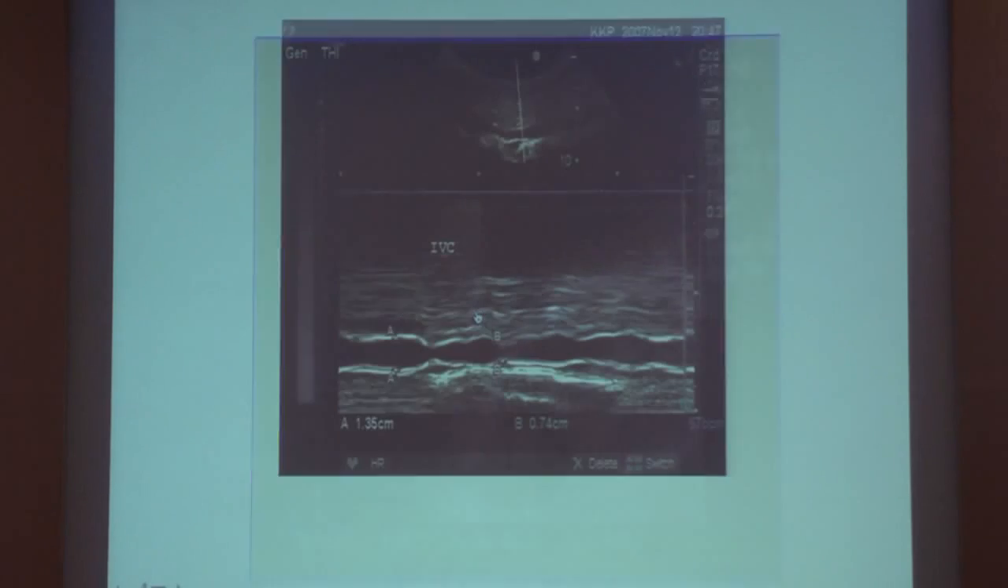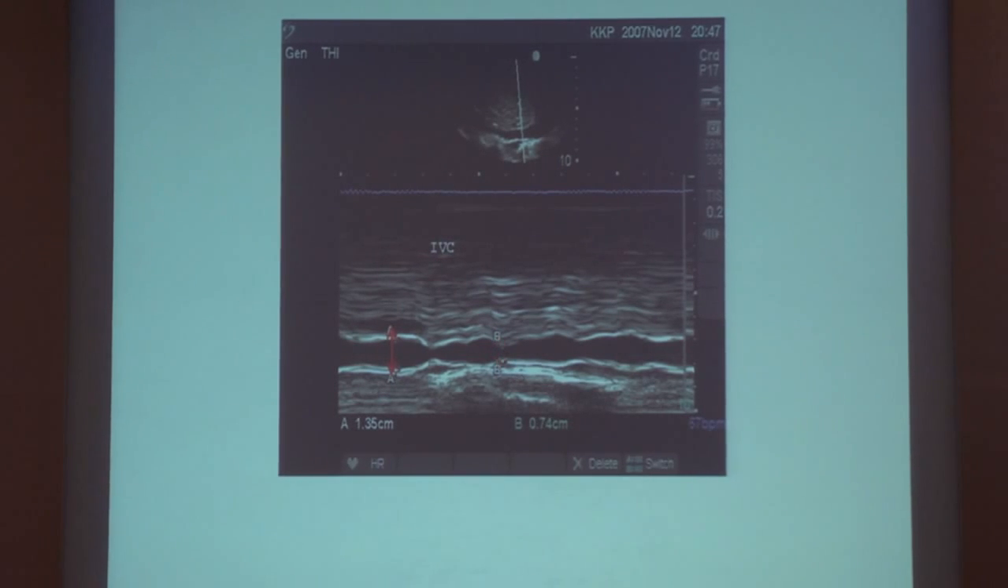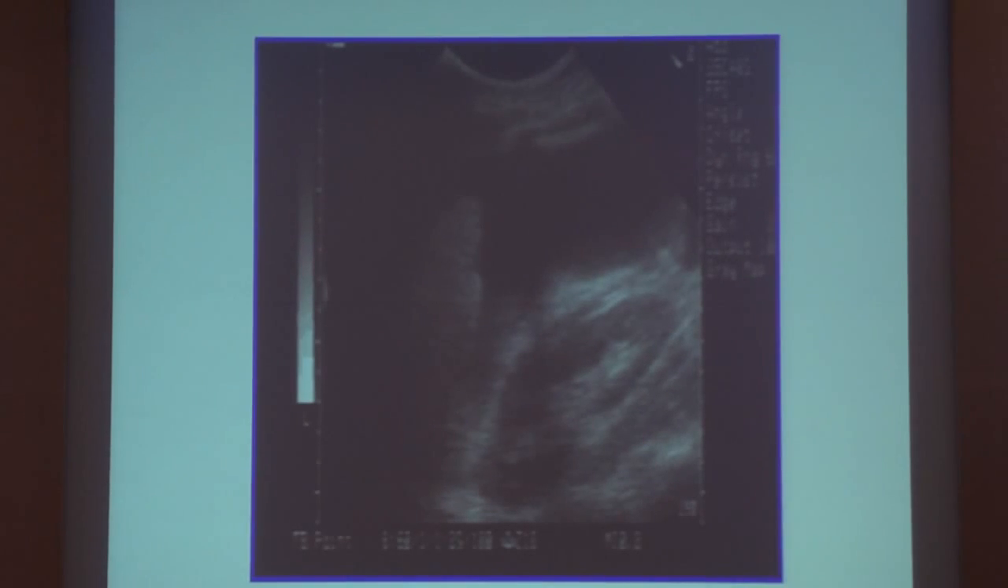Then once you get a long axis view, you can measure the IVC diameters on the M mode. You measure the widest diameter and the narrowest diameter, and there is a formula to look at the difference in diameters. And if you get more than 12% difference, it requires a little bit of experience, I must say. If you get a significant difference between the widest and the narrowest diameters, it means that your patient is hypovolemic, maybe due to hemorrhage, maybe due to other reasons.